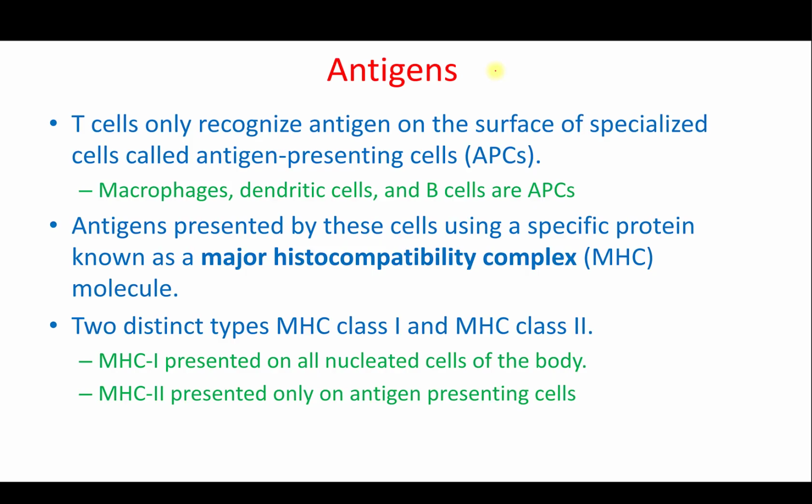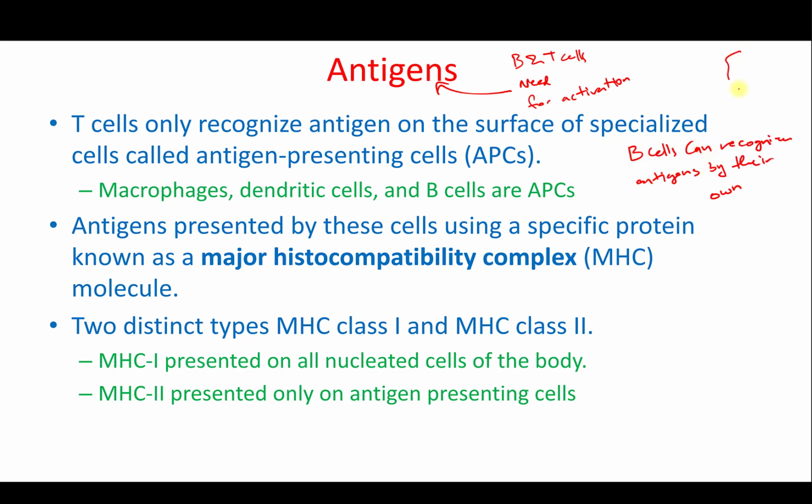So for those antigens, we said both B cells and T cells need antigens to get activated. However, there is a big difference. B cells can recognize antigens on their own. What does it mean? It means that the B cell can examine or investigate the antigen by itself. It doesn't need any help. However, the T cells cannot recognize the antigen by themselves.